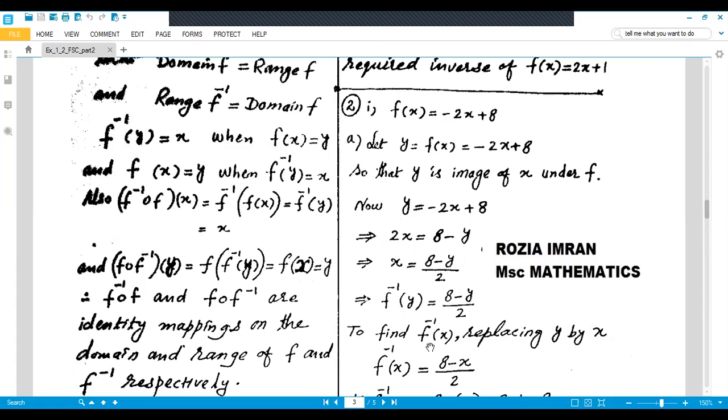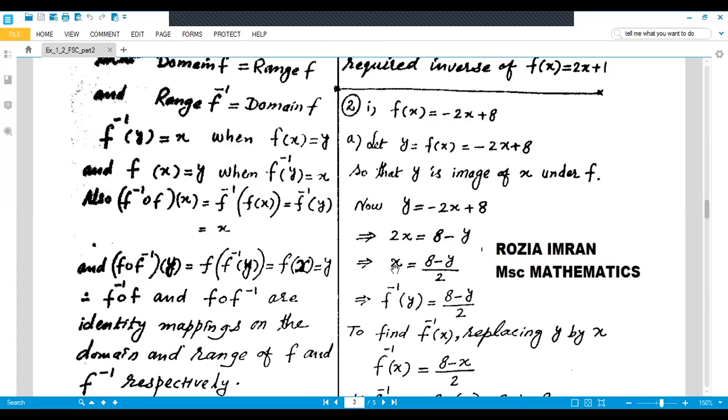You know that f of x is equal to y. So suppose you have a function from x to y, so y is equal to f of x. Suppose that in place of f of x, you write y is equal to minus 2x plus 8. From this you find the value of x.